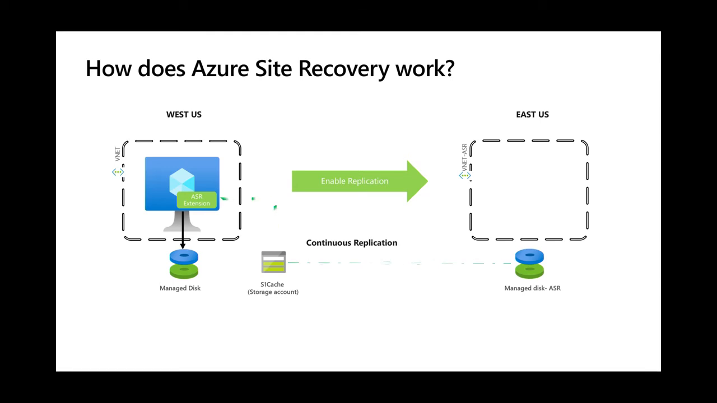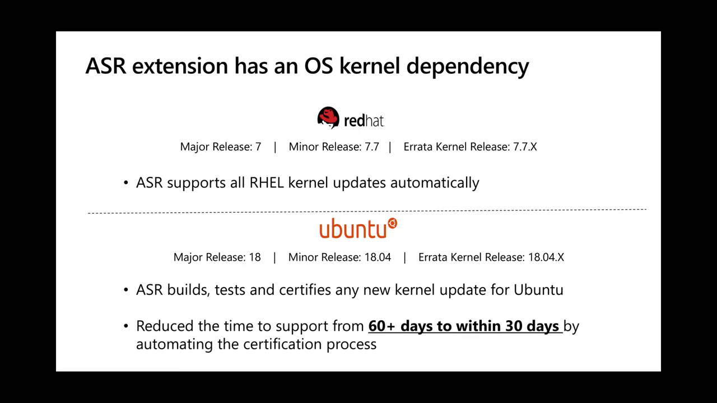Because it sits at the core of the OS, it has a dependency on the OS kernel component. This is where things become tricky because there are a lot of Linux distributions that are endorsed on Azure. It's not just one distribution. And each of these distribution vendors follows a different release cadence. This makes it a bit complicated for ASR to start supporting all the kernel updates that each of these distribution vendors release. So let me take a couple of examples to talk about this.